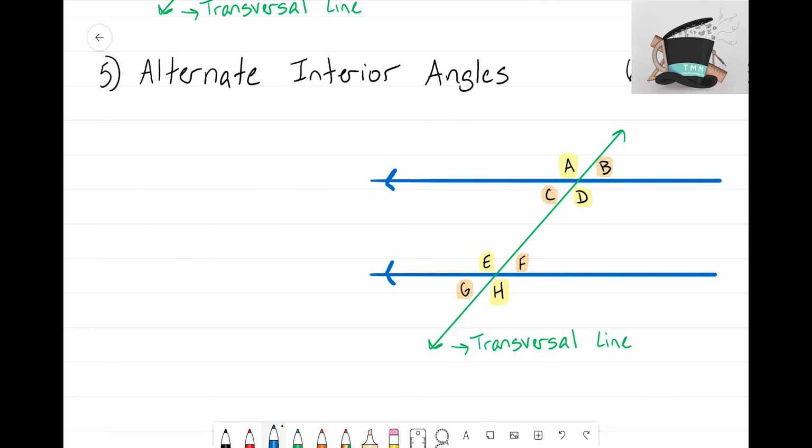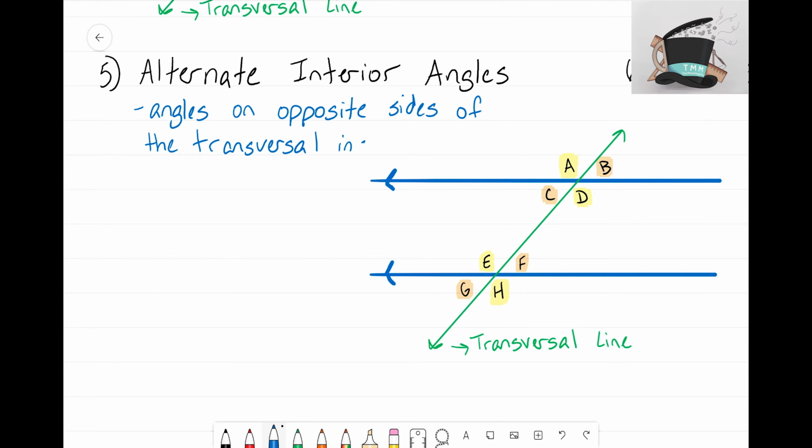Let's write that out. Alternate interior angles are angles on opposite sides of the transversal, inside the parallel lines. They are equal.